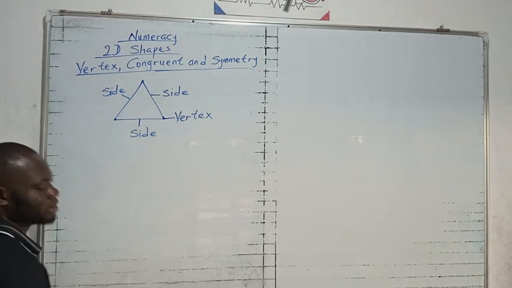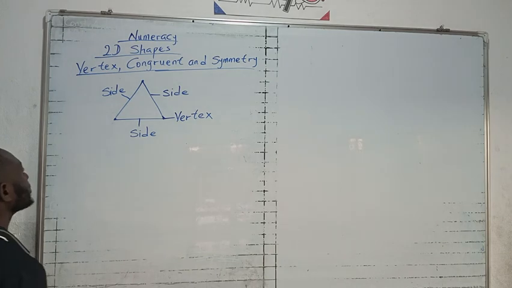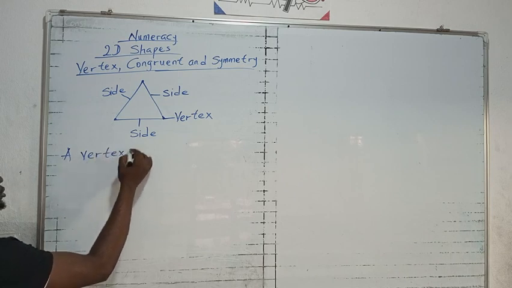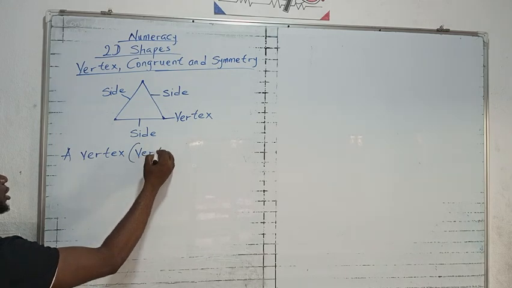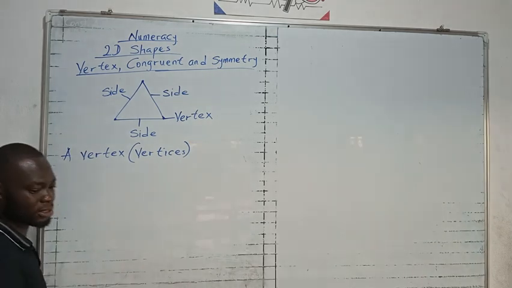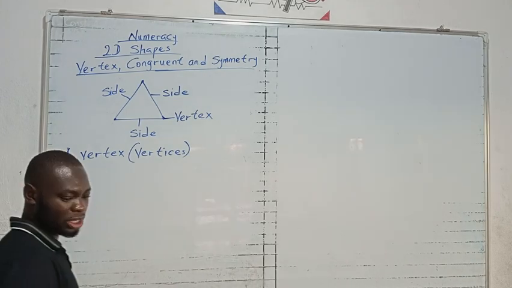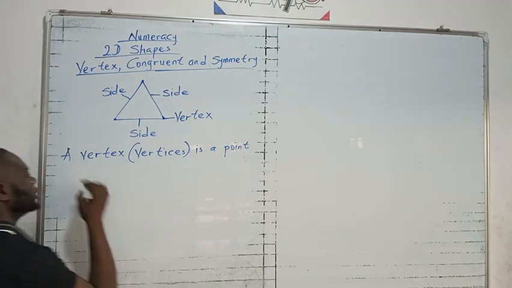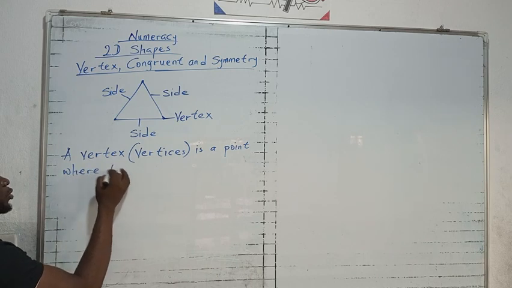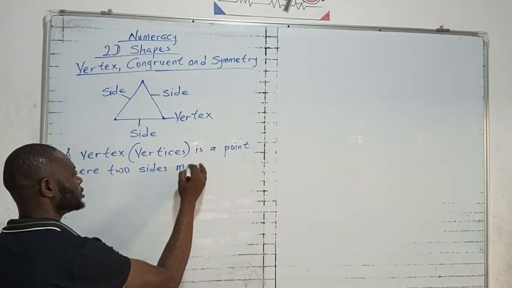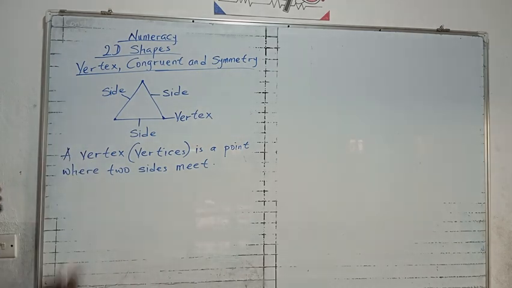So we can simply say that a vertex, which can also be called vertices, this is the plural form. A vertex is the singular, vertices is the plural form. So a vertex is a point where two sides meet. Okay? So the point where two sides meet is called a vertex. And that's it about vertex.